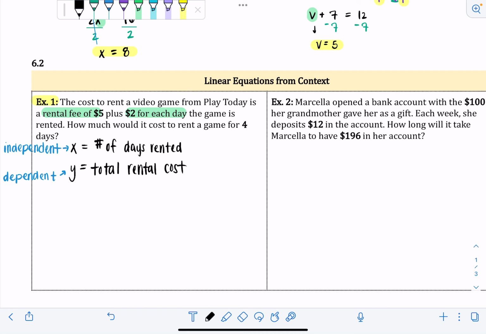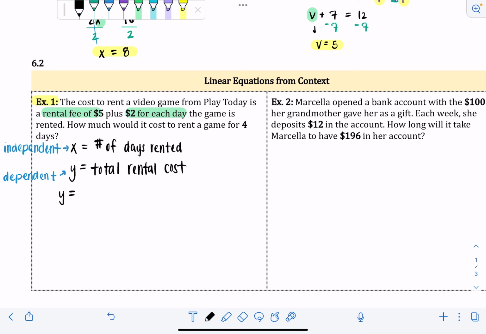So now we need to write our equation, and X and Y are going to be in our equation. And that 5 and that 2, the rental fee and the $2 per day, are going to end up in there as well. So we want our equation to give us the total cost. So we're going to start with Y equals, and then we need to write Y in terms of X. So that means we need to figure out a way to write an equation that puts together the rental fee of $5 plus $2 per day, knowing that we're going to use X for the number of days that we rent. So I'm going to go a little bit backwards for a second.